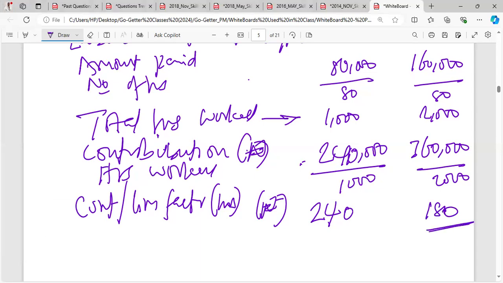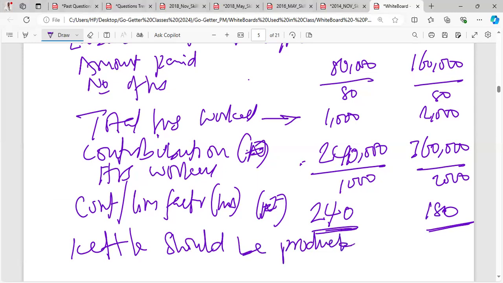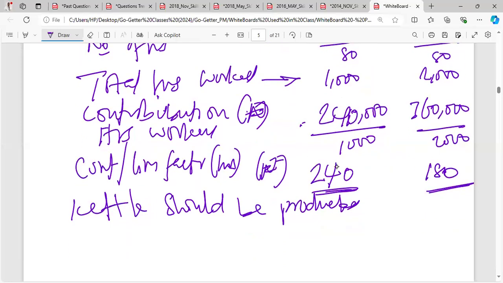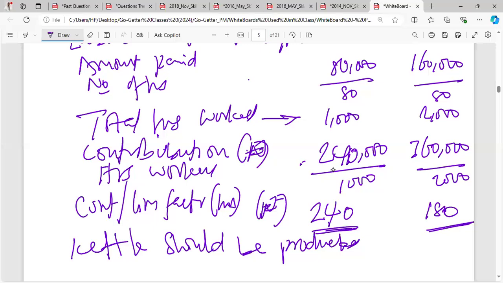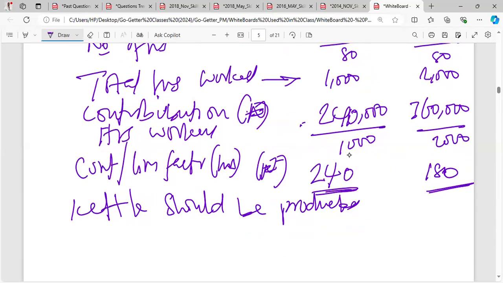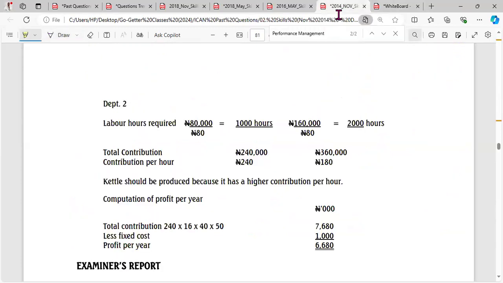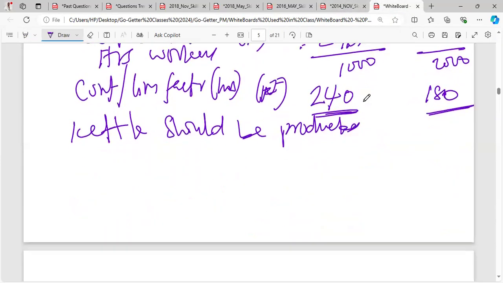So based on that, 240 is bigger than 180. K2 should be produced. So if K2 should be produced, and we are making 240 in 1 hour. Let's see what we did here. Okay, I see it now. 240 per hour.